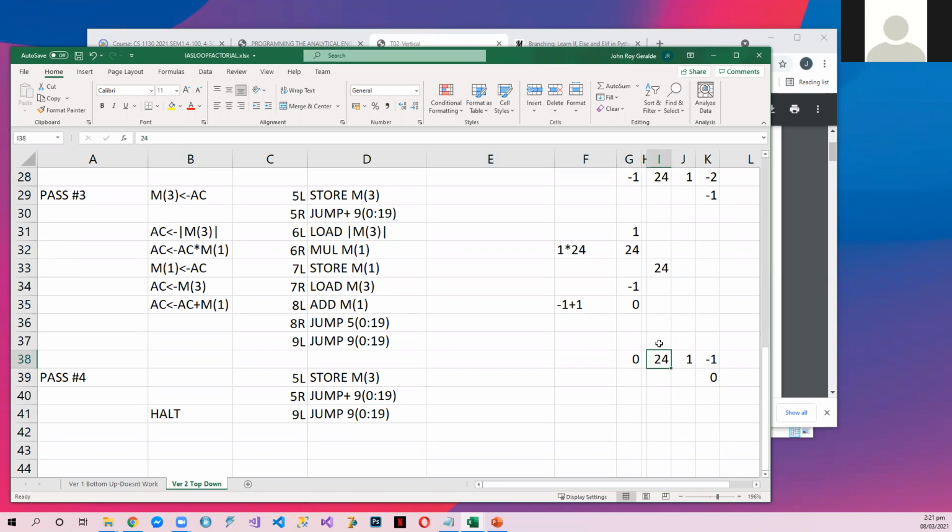So, sir, if AC is greater than or equal to 20, then yes, it will jump.